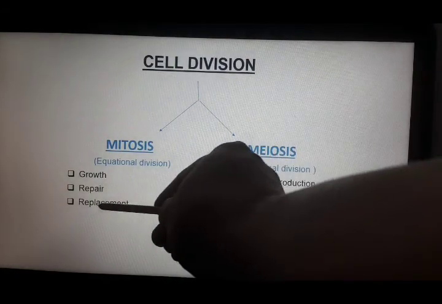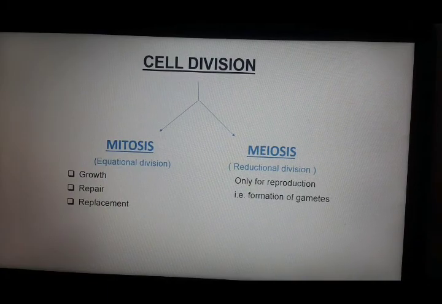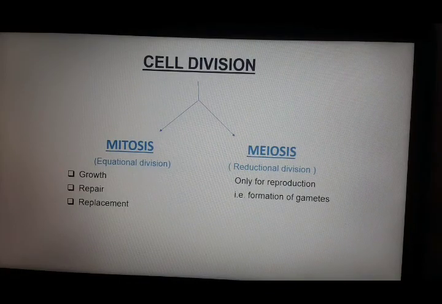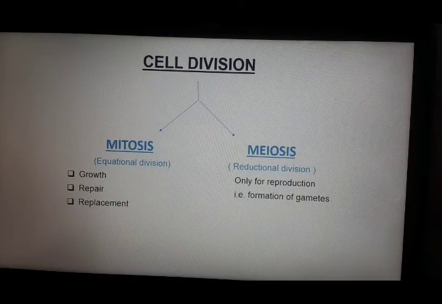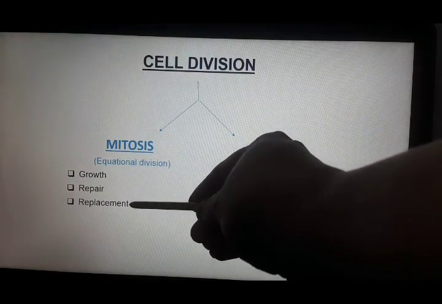And the last one is replacement. Replacement means in our body, every cell has its own lifespan. If you talk about an RBC, a red blood cell, it survives for 120 days. If you talk about WBCs, white blood cells, they survive for around 2 weeks. But after that, they die naturally. What is the thing that replaces this loss? It's mitosis, dear. Mitosis helps in replacing the lost cells.